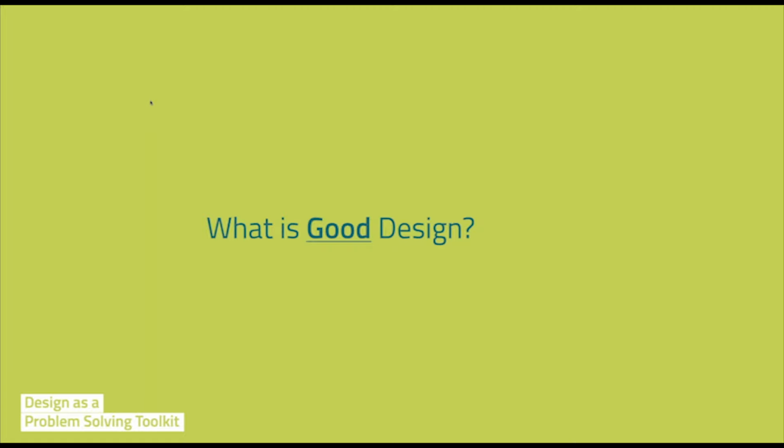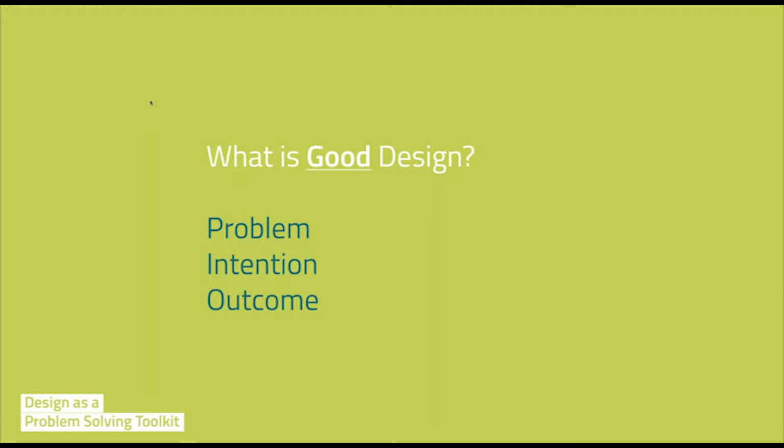So I think this is a more important part of it, and I break it down into three things. The first being the problem. To be able to judge any design, you need to know what the problem was that the design was trying to solve. Second is the intention of the designer, or at least the intention behind the problem, and then the outcome itself. A lot of the times, people only focus on the outcome.